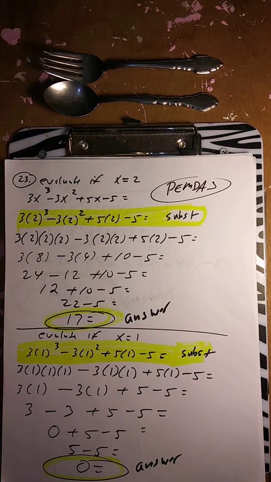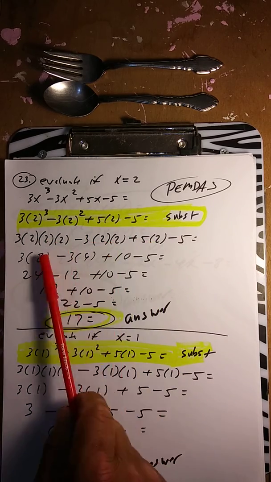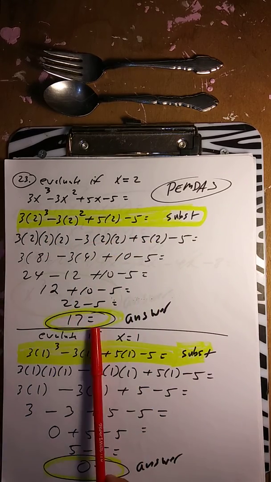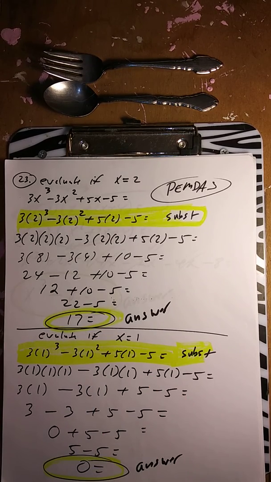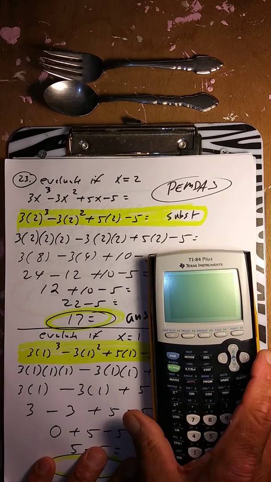Alright, this one. Evaluate if x equals 2. Put it in there, and then you can do it the long way for order of operations. Or, can I use a calculator? Let's try it. See if we can do a calculator thing here. Ready?